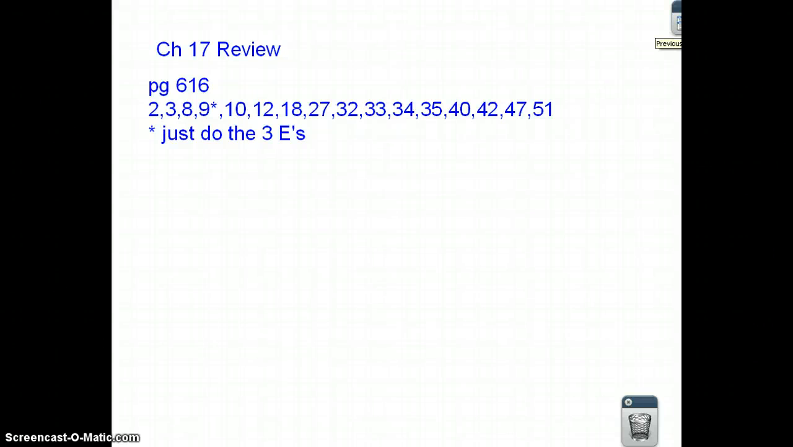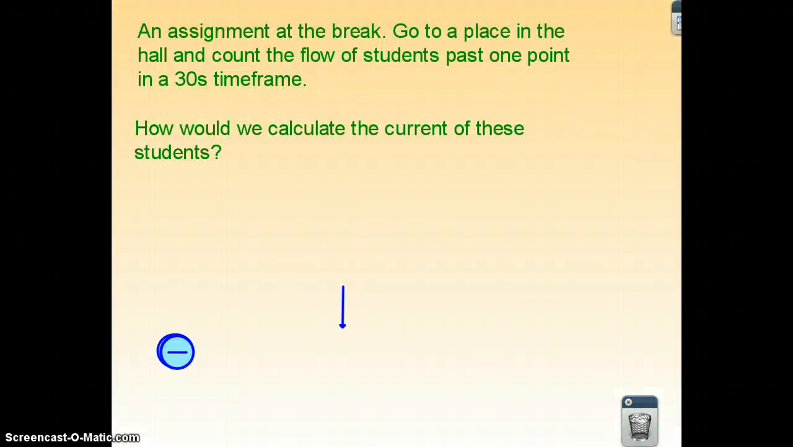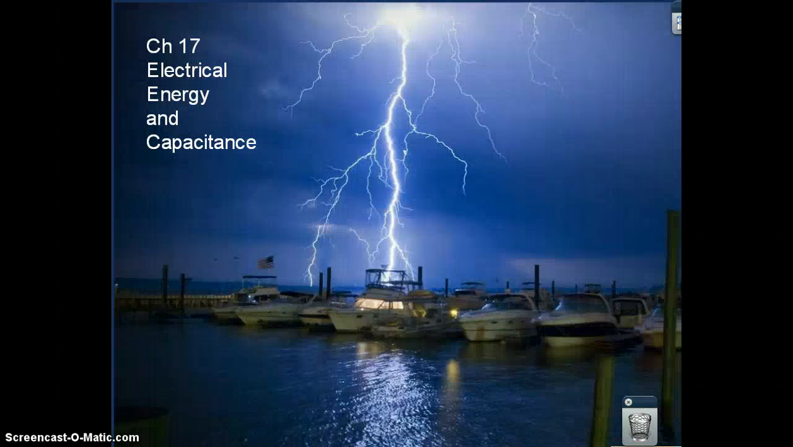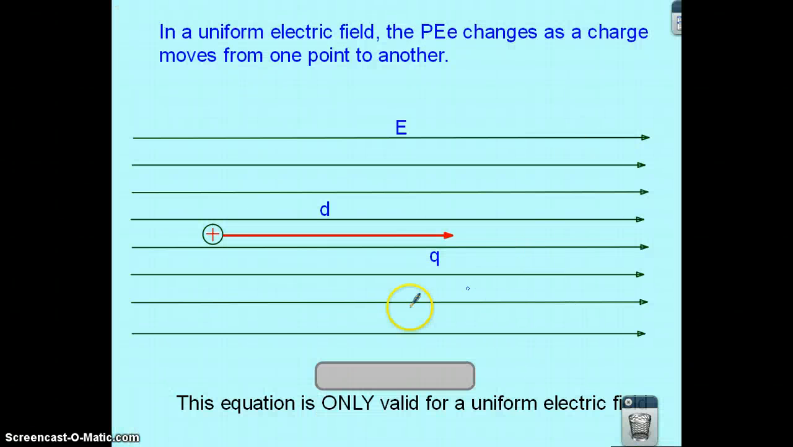Chapter 17 review. Looking at number 2, it says if a charge is displaced in a uniform electric field perpendicular to the field. So that's saying the charge is displaced this direction. How is that equal to the potential energy? It's actually zero. You're not getting any change in potential energy because it doesn't take any exertion to do that, I guess is a way to put it. If you go with the field or against the field, there's energy stored or used. So it's going to be like option B there.